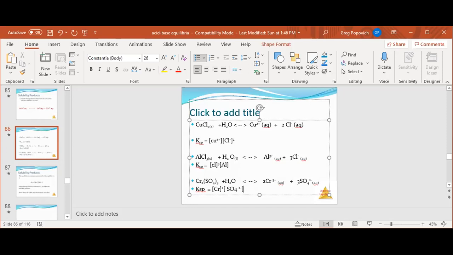That's what it should look like. Okay, Jordan? Yeah, I was just curious if we had to add it or not. Technically speaking, you should add the charges on the individual ions. Okay. Thank you.